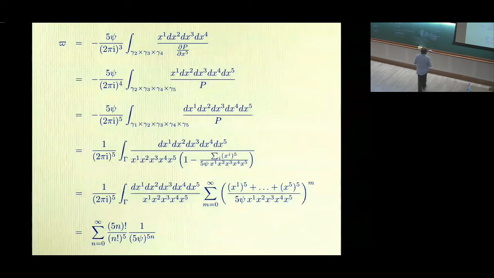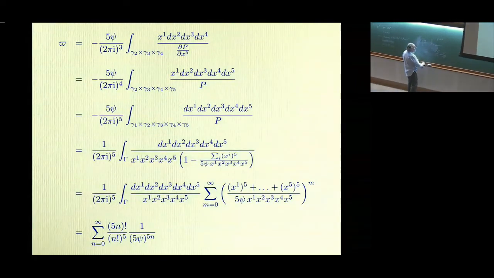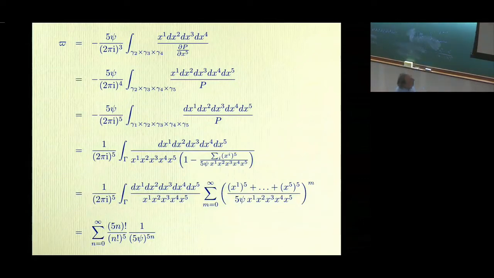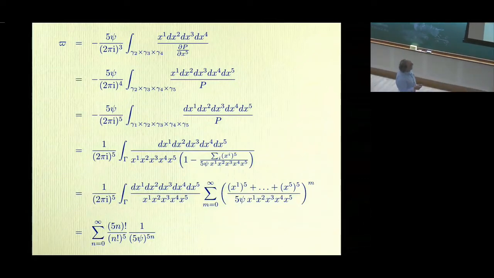and the multinomial theorem gives you that the constant term, so what you want is x1 to the 5n, x2 to the 5n, up to x5 to the 5n, over x1 to x5 to the 5n, and that's associated with a 5n factorial over n factorial. So in this way, you get this function. Okay, so we've done our first period integral.